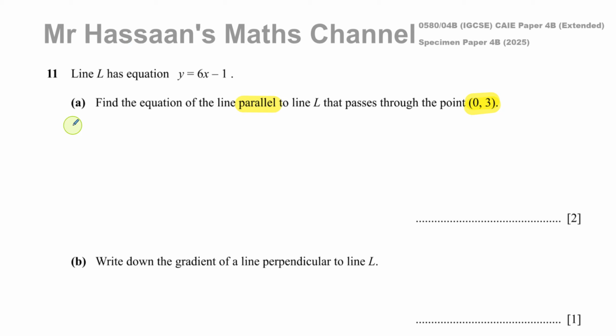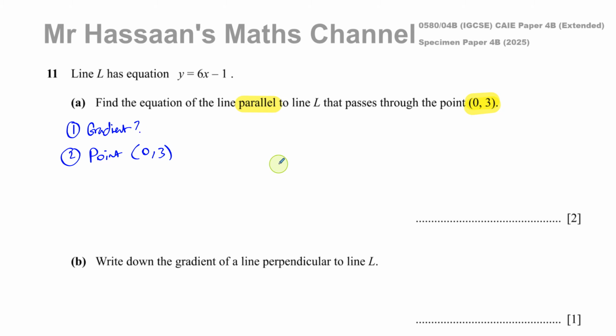Now, the equation of a straight line is found by two things. We need to have the gradient of the line. To find the equation of a straight line, we need to know its gradient, and we need to know a point that it passes through. So we already know a point that it passes through, 0,3.